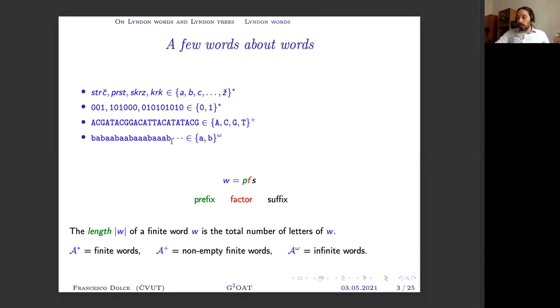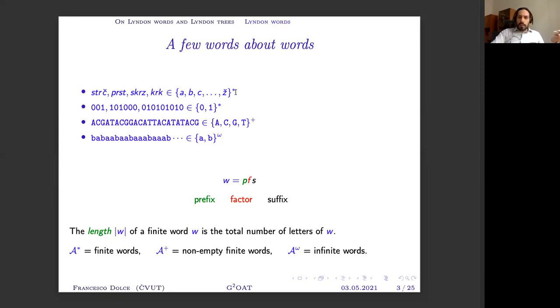Another basic definition about words is the one of factor. Whenever we have a word, we call a factor just a contiguous subsequence of symbols that appears in the middle. Well, in the middle actually can be everywhere else. And actually we have two special names. Whenever this factor is at the very beginning, we call it a prefix, or when it's at the very end, we call it suffix.